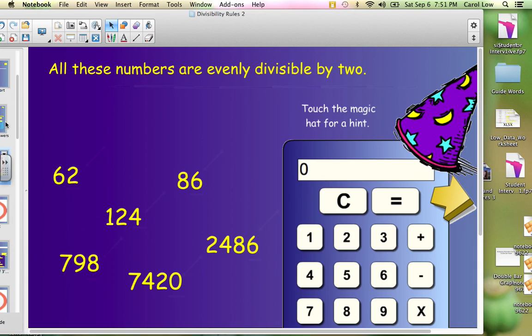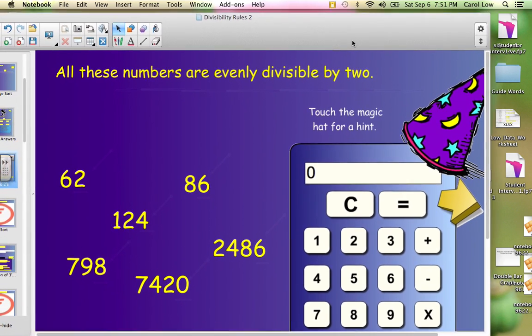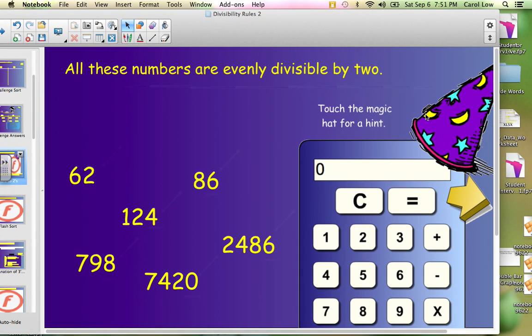Okay, all of these numbers are evenly divisible by 2. Touch the magic hat for a hint. So let's touch that. I'm touching it, nothing's happening. Oh, there we go. There are the little arrows, and it's pointing to the last digit of each number. Notice how they all end in an even number: 2, 4, 6, 8, 0, and a 6.